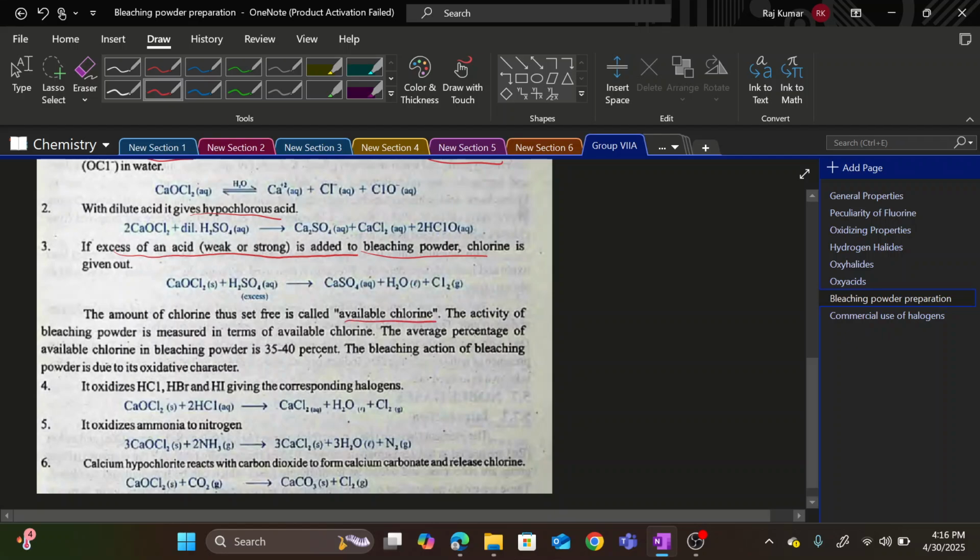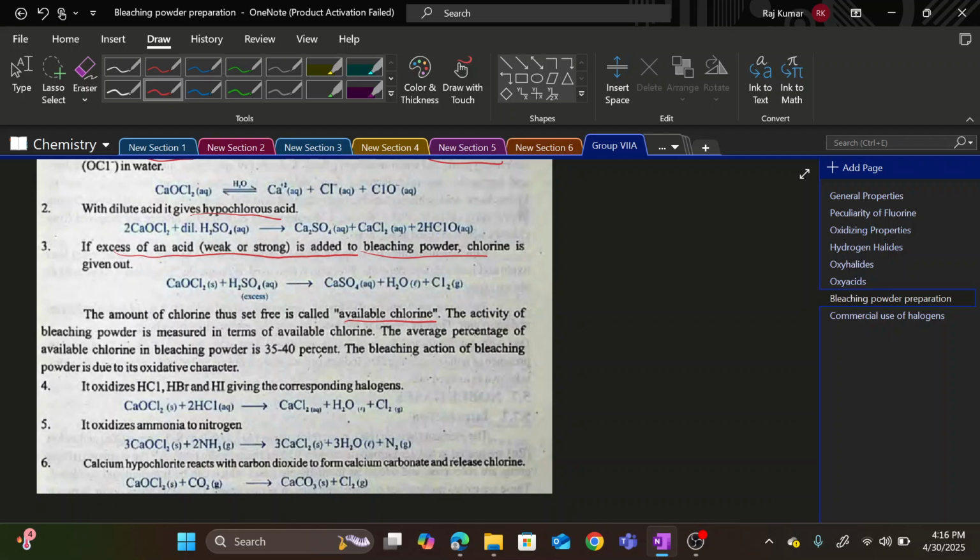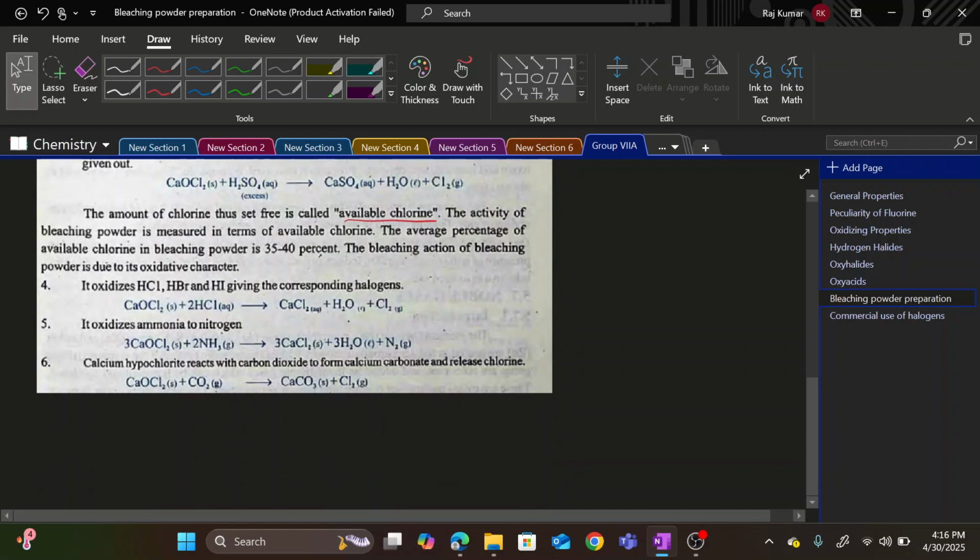That available chlorine or free chlorine basically determines the amount of oxidizing capability of the bleaching powder. If there's more available chlorine gas emitted out, it means that there is more oxidizing power of the calcium hypochlorite. Usually, the calcium hypochlorite has the capability of 35 to 40%, and it has an oxidizing capability.